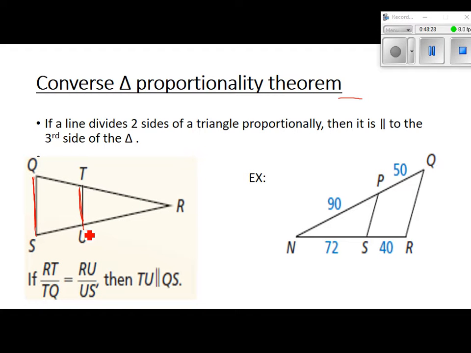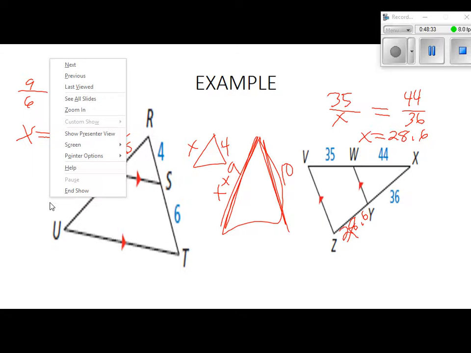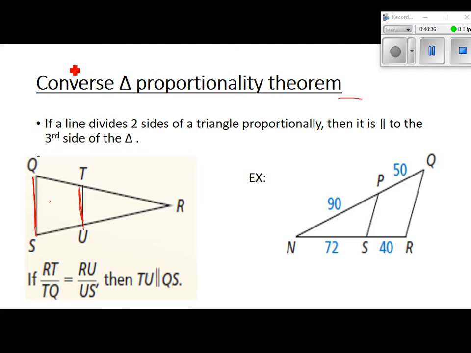What was on the last one? What was on these? They're parallel to each other. So we're going backwards. We're saying if we know these parts are proportional, then these two right here have to be parallel to each other. Everybody got these sheets for the binder last time, right? So this one, we're just proving that those two segments are parallel.